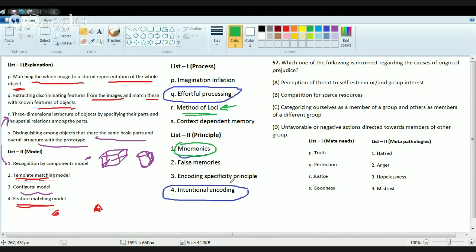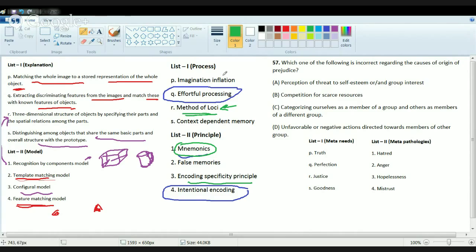You have the encoding specificity principle. What is that? Under encoding specificity, I am trying to use context-dependent memory, where the recall would be best. I am trying to recall the same phenomena in the same environment as it was learned.